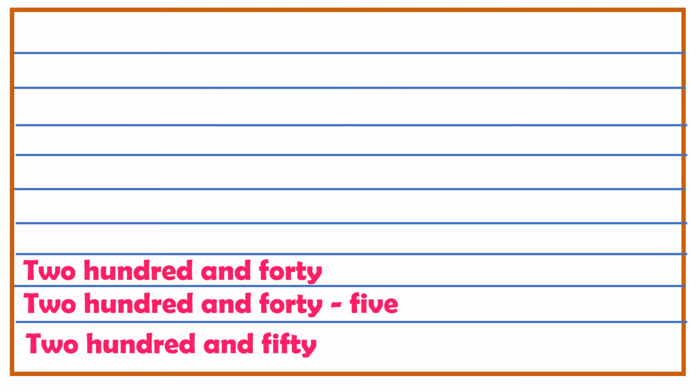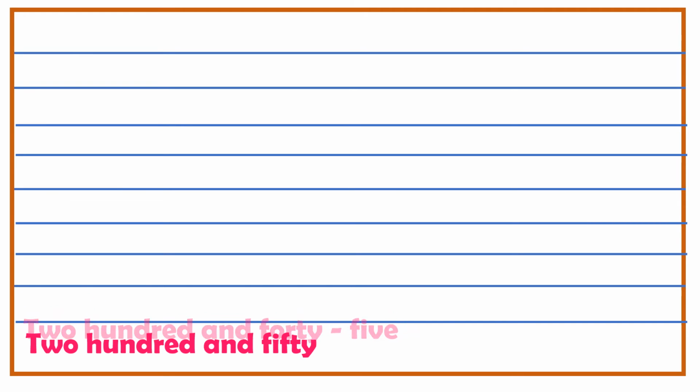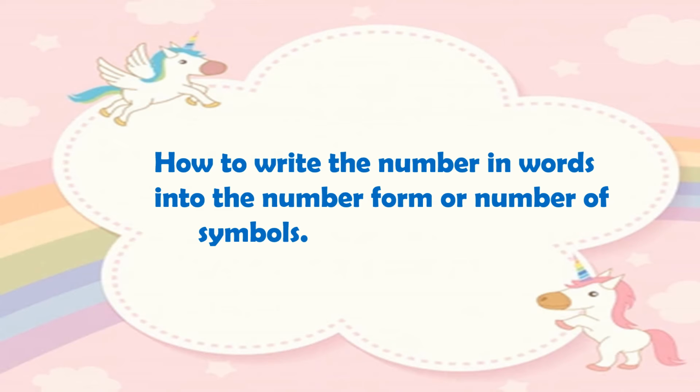235. Chart number 8 is 240. 240. And the second to the last chart is 245. 245. And the last chart is 250. 250. Now, we are finished on how to read the numbers and words. And now let's proceed on how to write the numbers and words into the number form or number symbols.